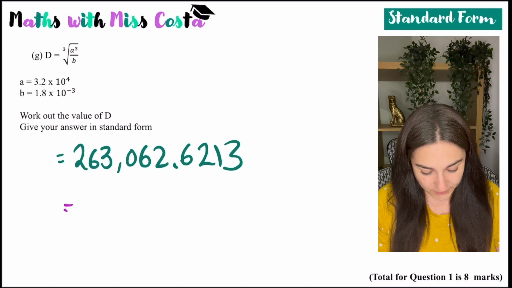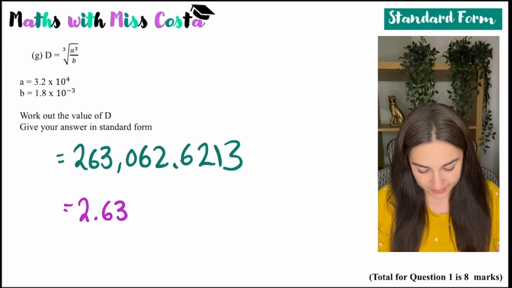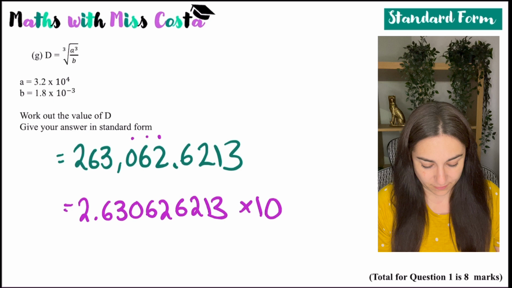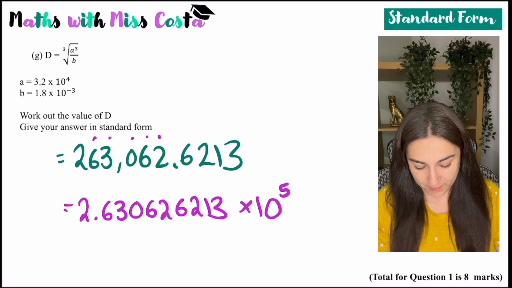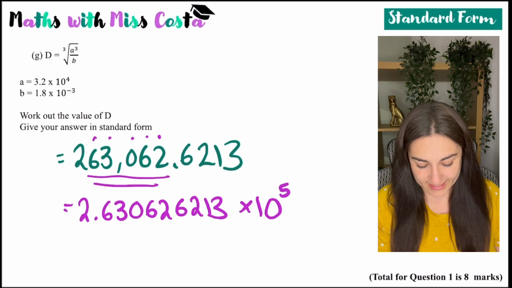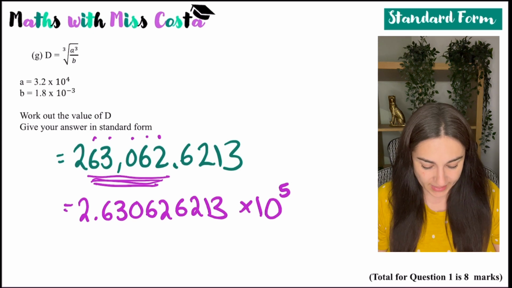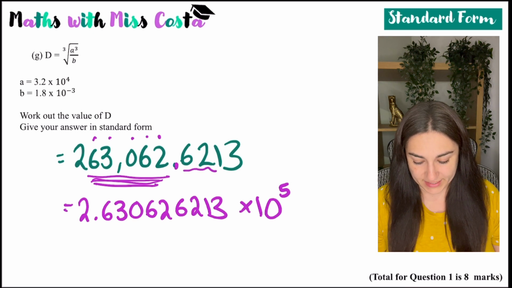So that would be 2.630626213 times by 10 to the power of 1, 2, 3, 4, 5. So remember the power of 10 is thinking about how big your number is. And even though we've got a decimal, the number continues here.